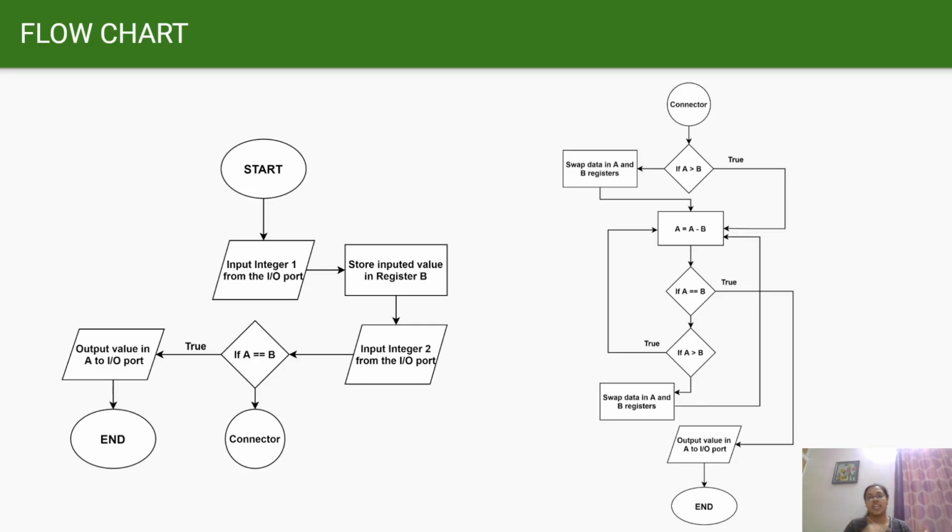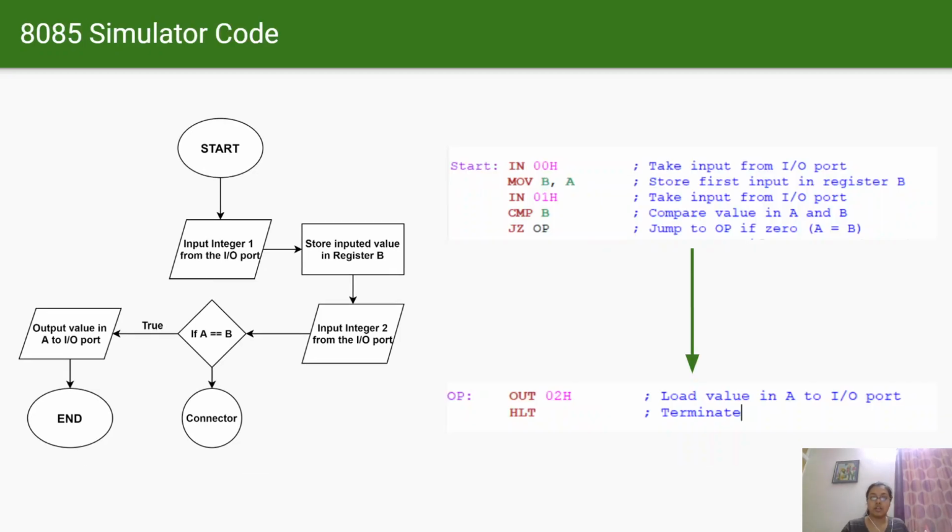If not, we again check which is the greater number, store it in the accumulator, subtract it, and the loop goes on and on till both the numbers become equal. Now we'll discuss a simulator code. This is the GNU simulator code for the first branch that we discussed. This branch is essentially the input-output branch.